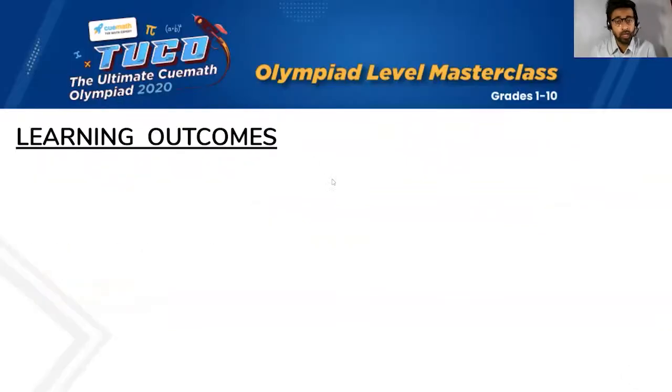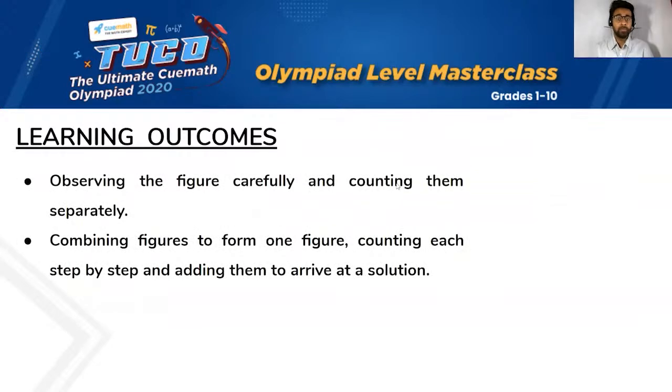So let's move to the learning outcomes that we have gone through in this session. The first and foremost thing is that you need to observe the figure carefully, and you need to count them separately as well, like we did in the last question. We took one as a whole, then we separately added them. We need to do these to be able to correctly identify different figures that may be available.